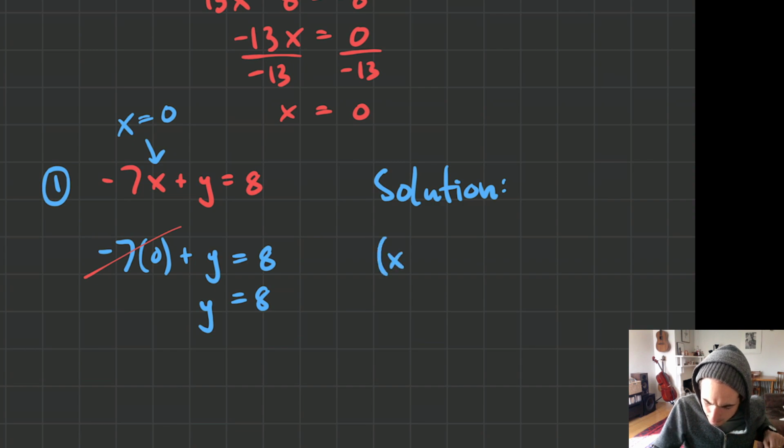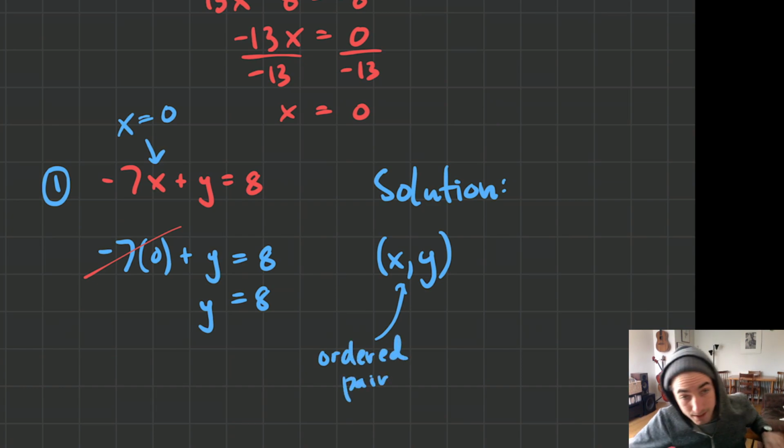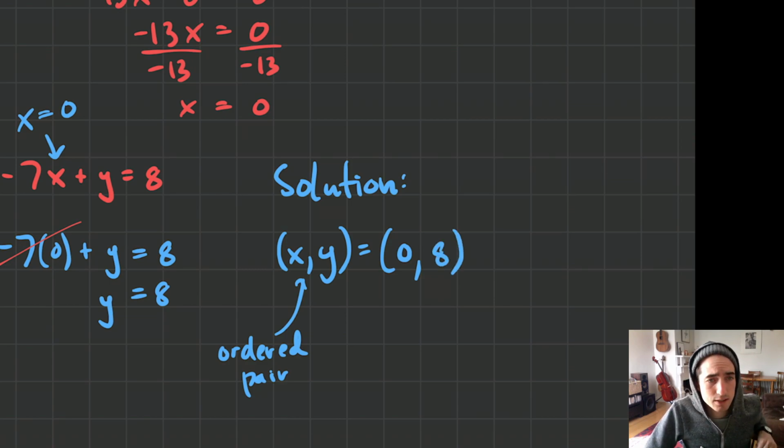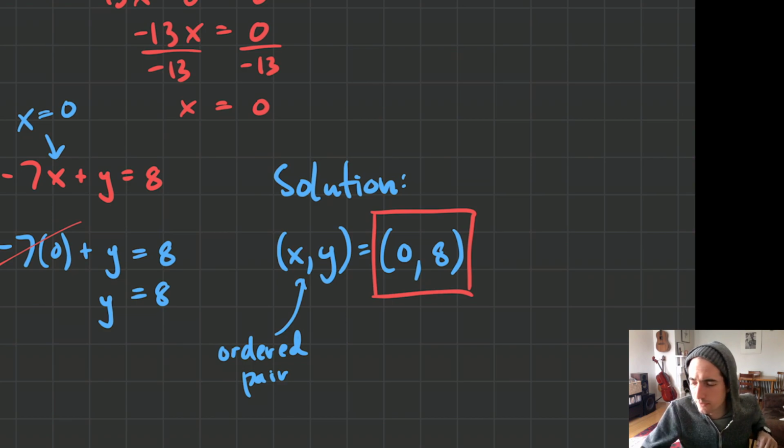is the ordered pair x comma y. We call it an ordered pair because it's a pair of numbers and order matters. We have the x value before the y value. So the ordered pair x comma y is equal to 0 comma 8 because x is equal to 0 and y is equal to 8. So that's our solution. Now, if you were punching this into the exit slip, or if there was an assignment, you could just write this portion right here. That would be perfectly fine.